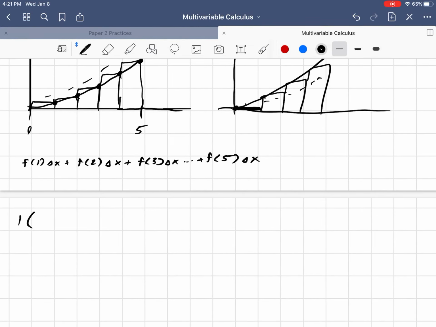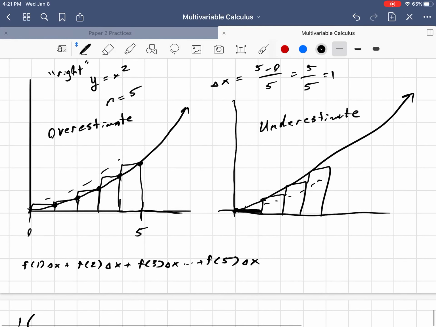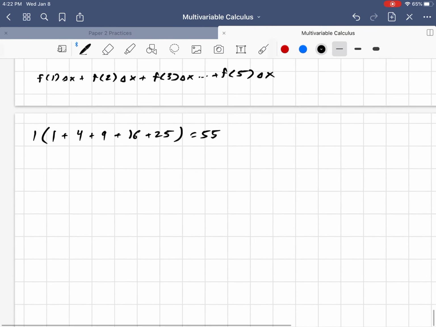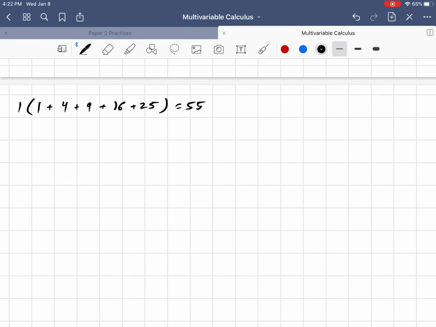Now, 1 times f of 1. What's f of 1? It's 1 squared, which is just 1, plus f of 2. 2 squared is 4, plus f of 3. 3 squared is 9, 4 squared is 16, 5 squared is 25, and 25, 16, 9, 4, and 1. Let's see. I am going to use my calculator. That's going to be 55. So, using a right-hand approximation, that area is 55.